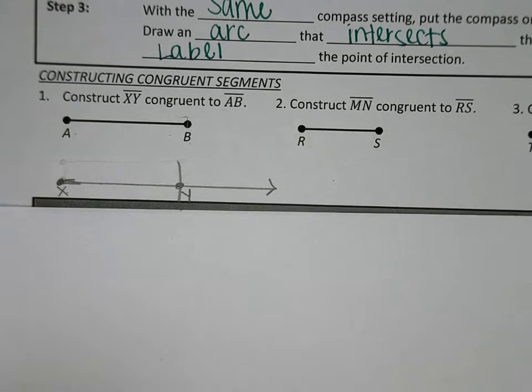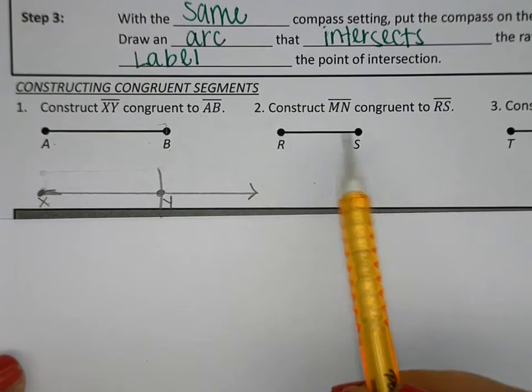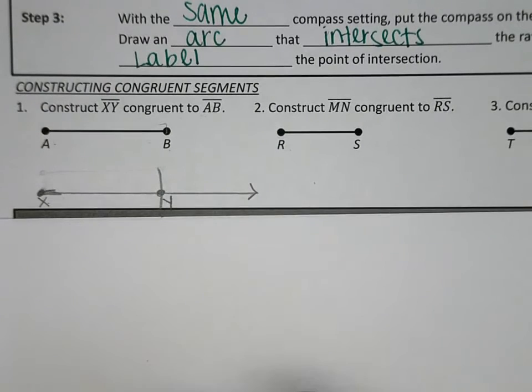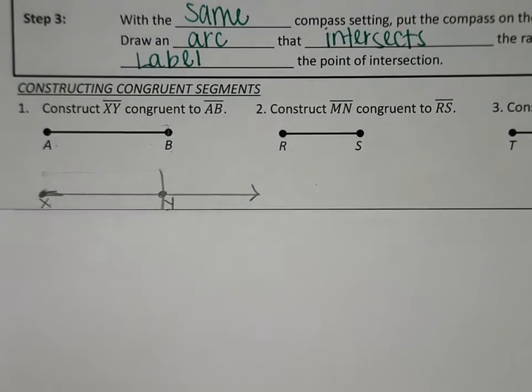So I want you guys to practice doing number two. Construct MN congruent to segment RS. So do the exact same thing. Number two. I'm going to walk around and help you. Do you have problems? Keep the marking there because that's showing your work.